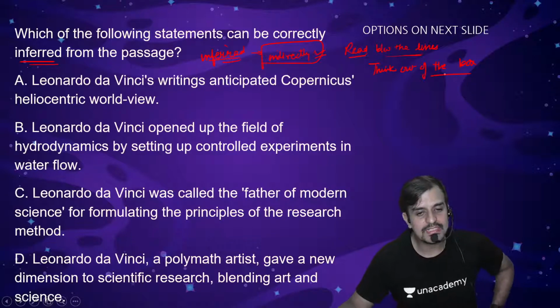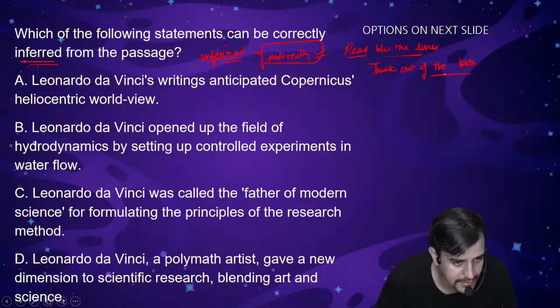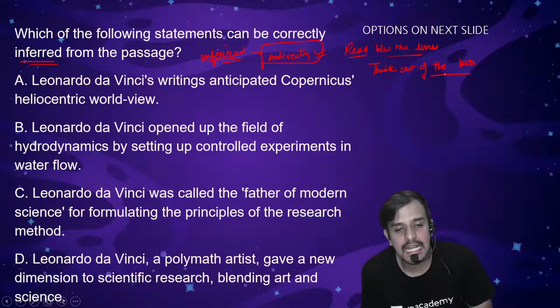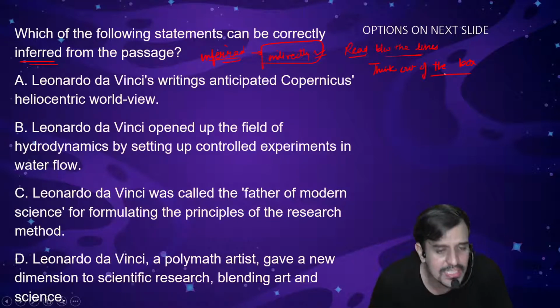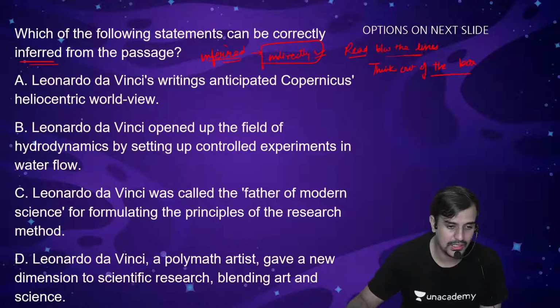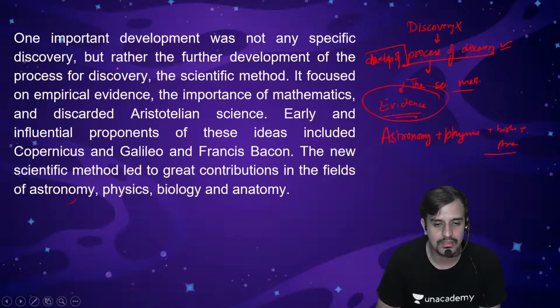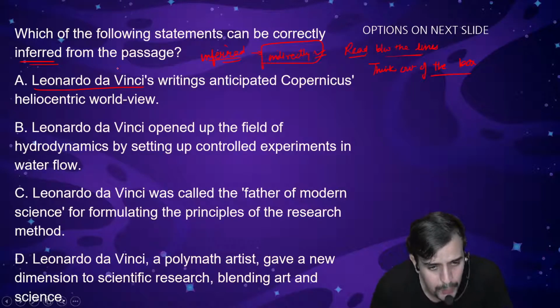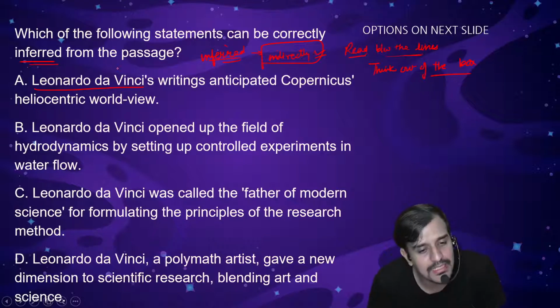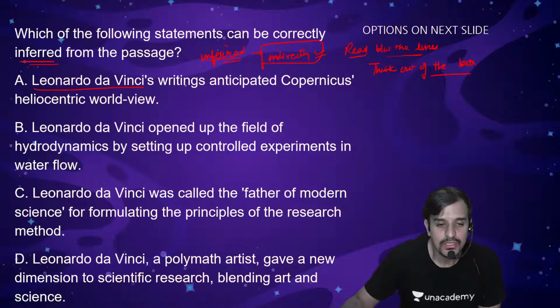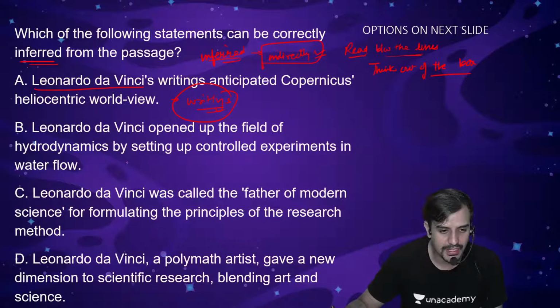Okay, which of the following statements can be correctly inferred from the passage? Let us read these. Leonardo da Vinci's writing anticipated Copernicus' heliocentric worldview. Leonardo da Vinci opened the field of hydrodynamics by setting up controlled experiments in water flow. In the first option, we are talking about writings. In the second option, we are talking about opening up the field of hydrodynamics.